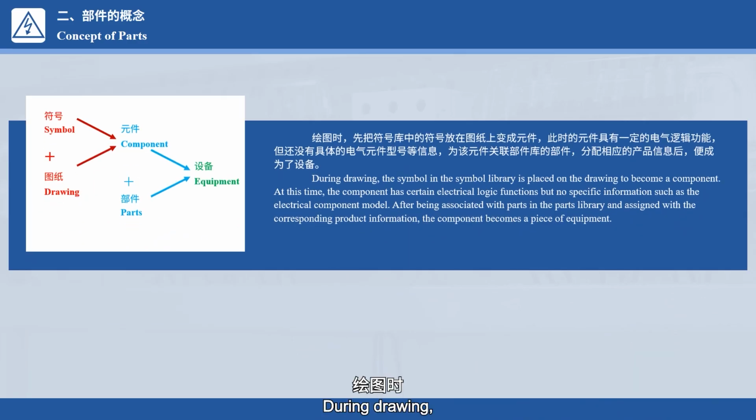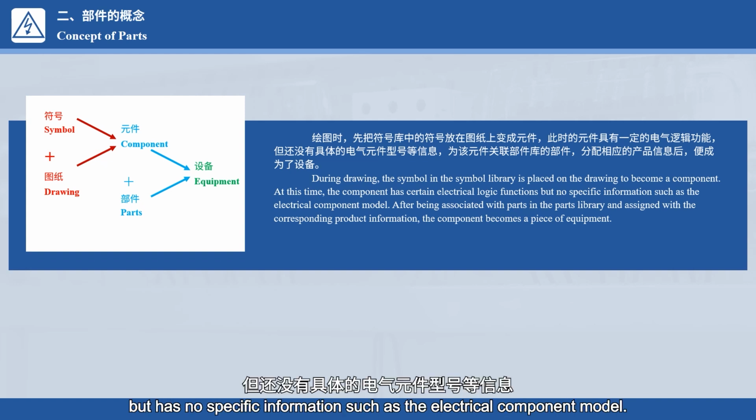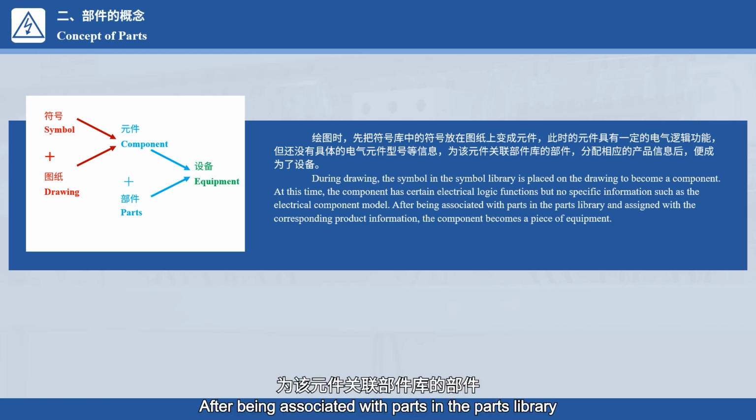During drawing, the symbol in the symbol library is placed on the drawing to become a component. At this time, the component has certain electrical logic functions, but has no specific information, such as the electrical component model. After being associated with parts in the parts library and assigned with the corresponding product information, the component becomes a piece of equipment.